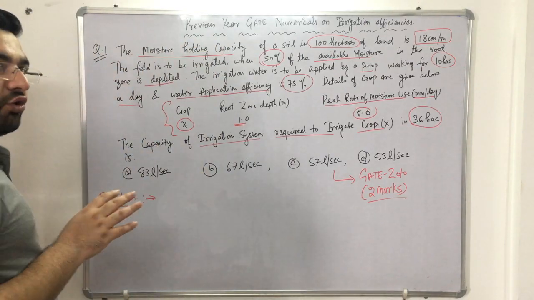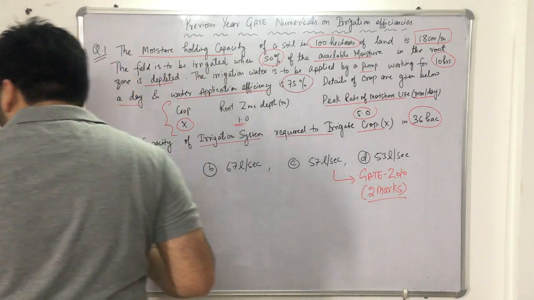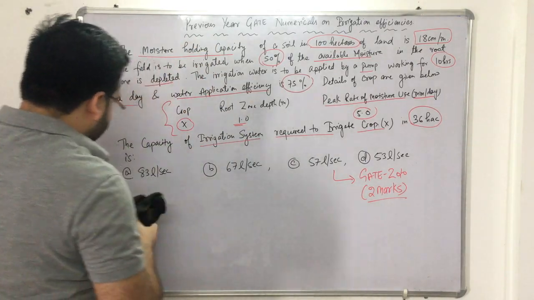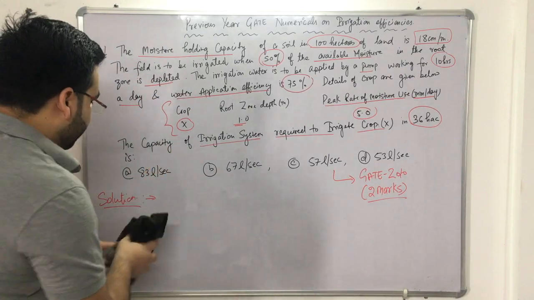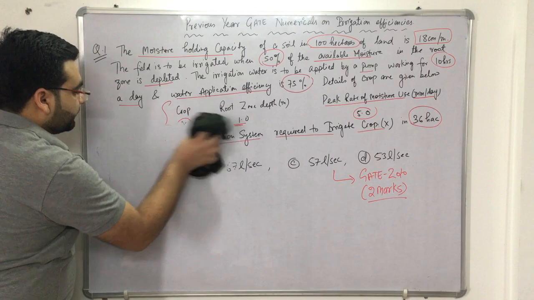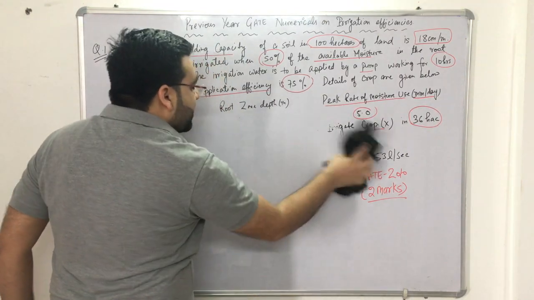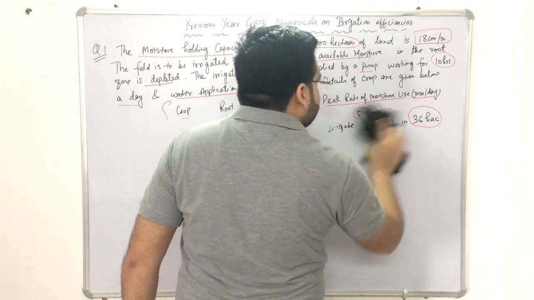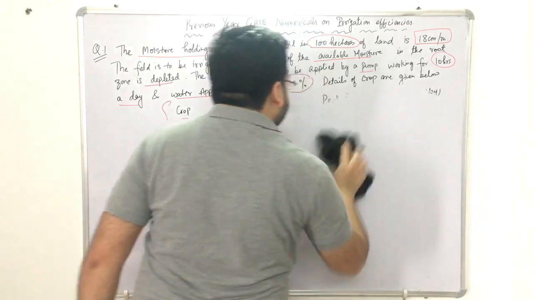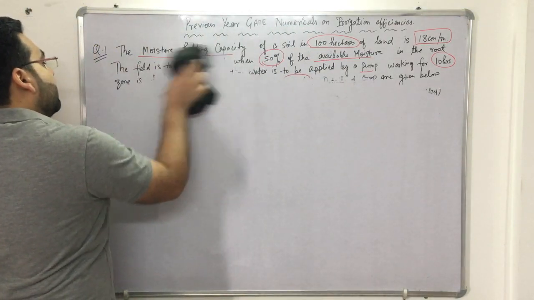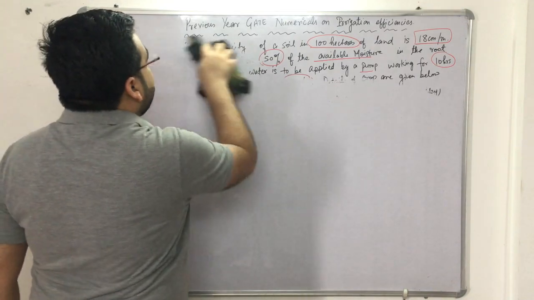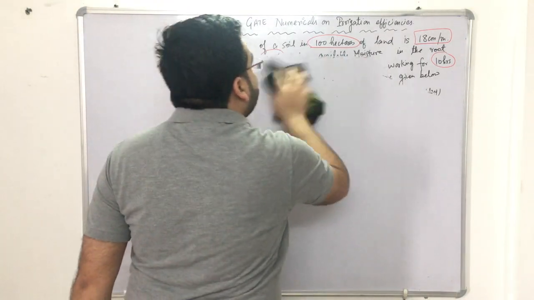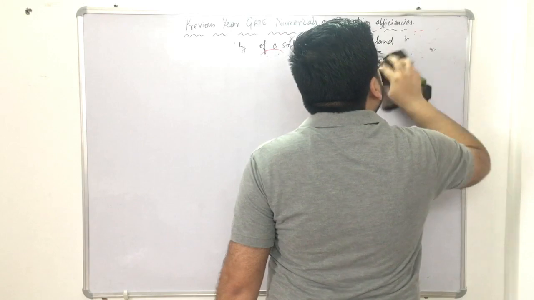Now I hope you have noted down this question and tried to solve it on your own. Now let me solve this numerical. This numerical has a mixture of concepts from previous lectures also, because we will also be using the frequency of irrigation, that is, the consumptive use also.